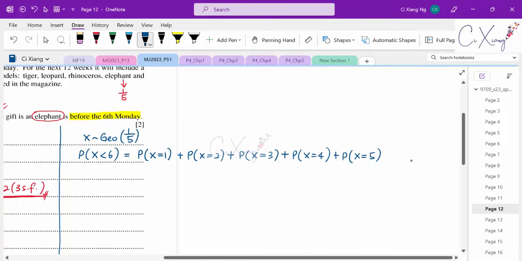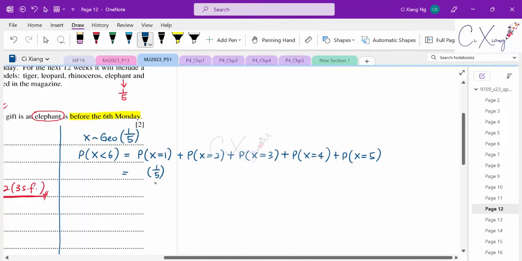Then it cannot be 6, because they said before the 6th Monday. That means before he buys the 6th magazine, he already gets the first elephant. So it can be the first week he gets the elephant, the second week, the third, the fourth, or the fifth. So for the probability of the first one, that means when he buys for the first time, he already gets an elephant, so it will be 1/5.